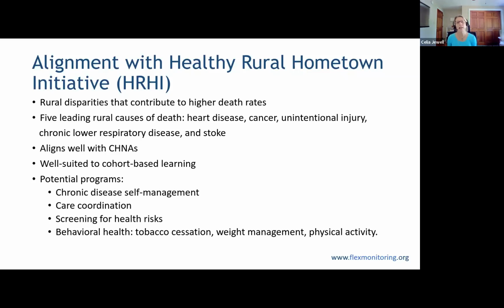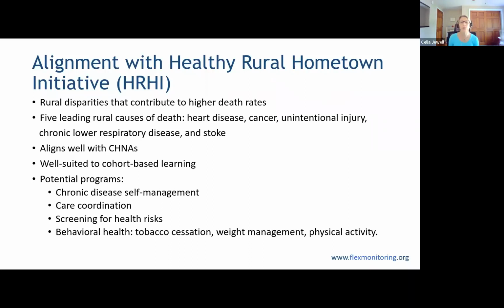State flex programs can align with the goals of this initiative by encouraging hospitals to focus on conditions and factors underlying the rural disparities, and by developing programs that focus on things like health screenings, behavioral health, chronic disease prevention and management, care coordination, and screening for social determinant of health risk factors. Like the previous chronic care management examples, this is an area where initiatives are ideally suited for cohort-based, collaborative learning activities that support the implementation of common interventions and the reporting of common population health improvement metrics across groups of hospitals.